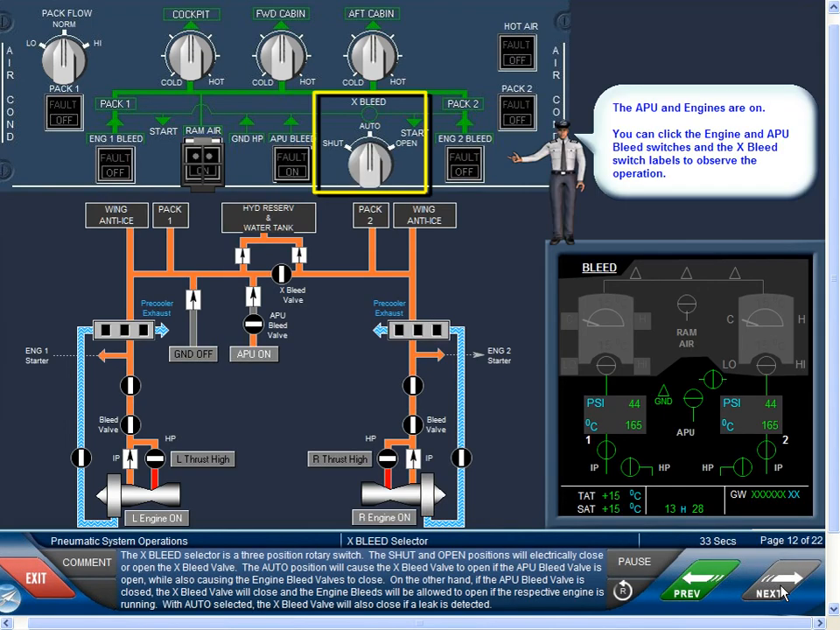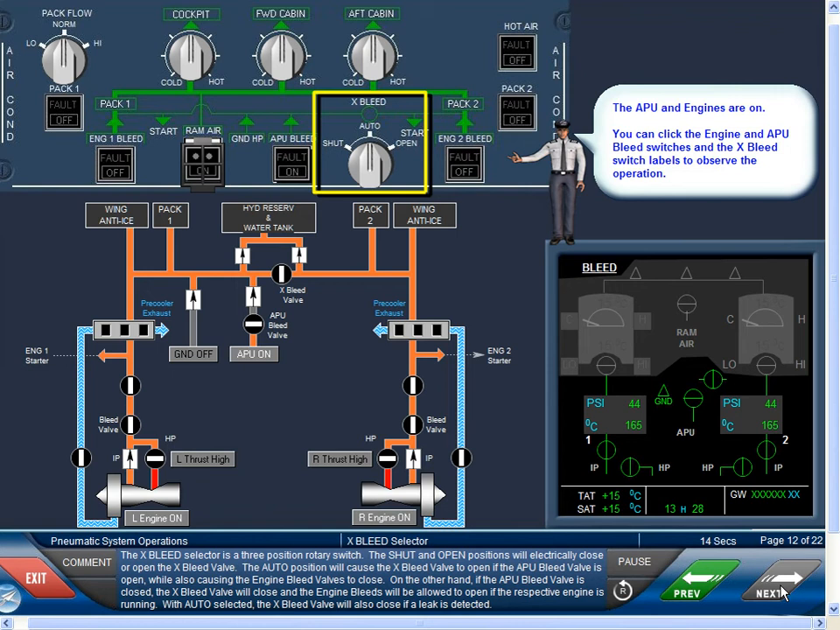The cross bleed selector is a 3-position rotary switch. The shut and open positions will electrically close or open the cross bleed valve. The auto position will cause the cross bleed valve to open if the APU bleed valve is open, while also causing the engine bleed valves to close.